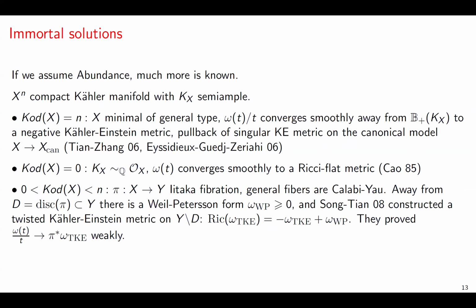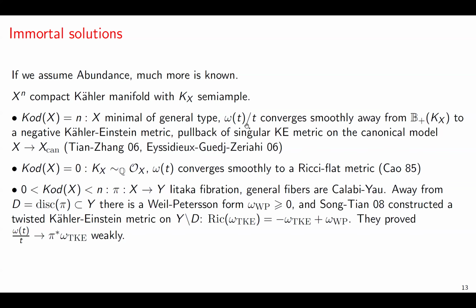So namely, you assume that K_X is semi-ample. So again, it doesn't have to be projective, so just a compact Kähler manifold with semi-ample K_X. So like a good minimal model. Then I want to know what happens to the flow. And again, the discussion splits into three cases. There's the minimal general type case. These are, of course, projective.